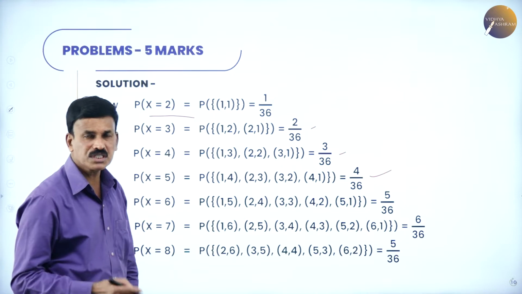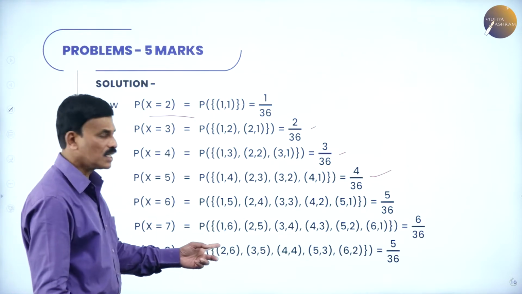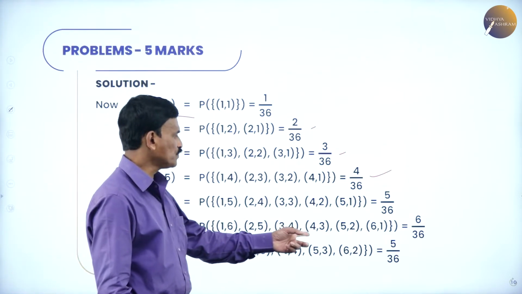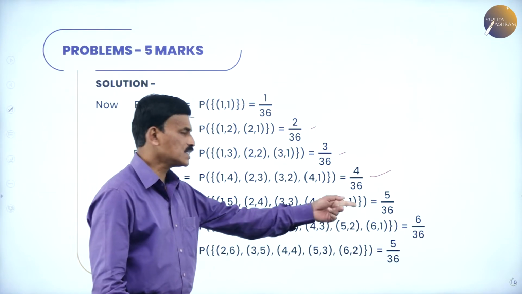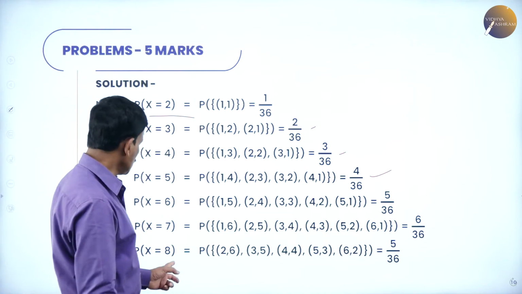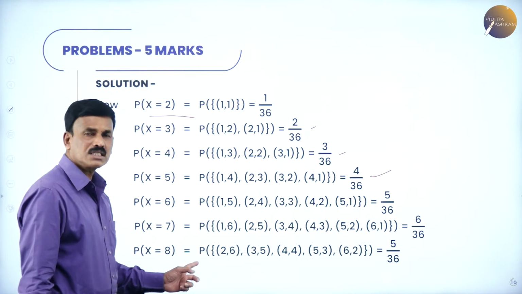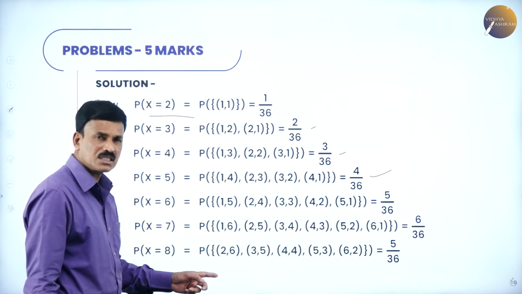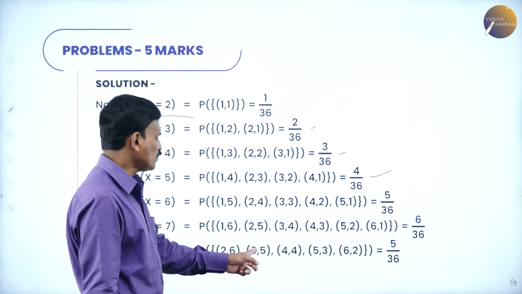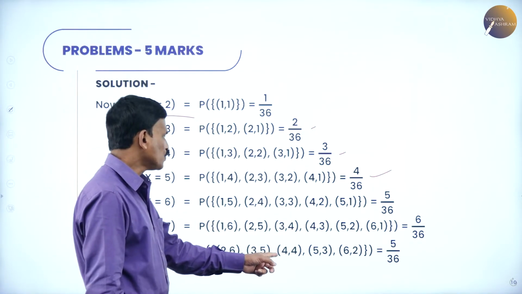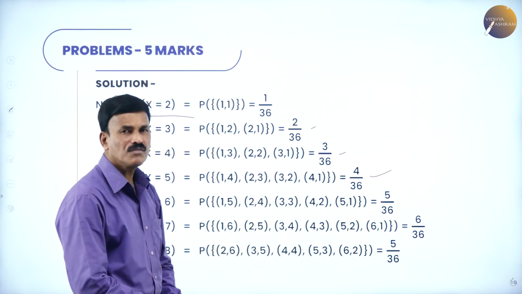Similarly, if x is equal to 7, the sum is 7, which means 1 comma 6, 2 comma 5, 3 comma 4, 4 comma 3, 5 comma 2 and 6 comma 1, that is 6 by 36. Similarly, when x is equal to 8, the sum is 8, which means 2 comma 6, 6 comma 2, again 3 comma 5, 5 comma 3 and 4 comma 4. So that is totally 5 by 36.